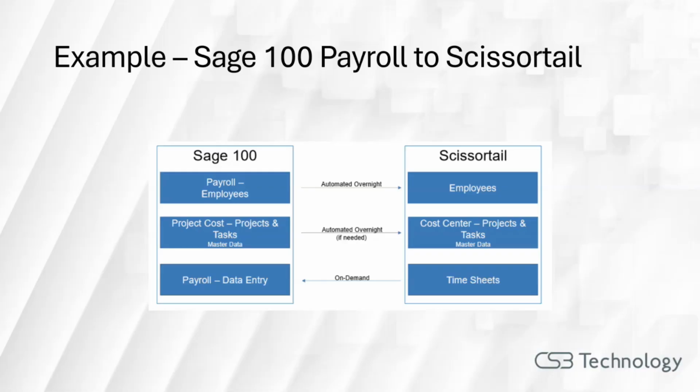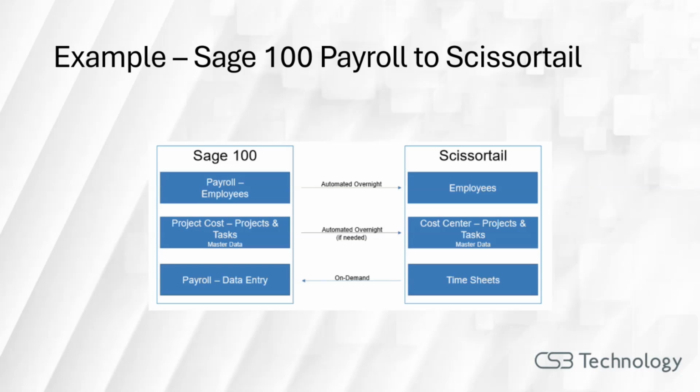Here's an example of transferring the key payroll functions from Sage 100 Payroll to the Scissortail TLM or HR system. Employee management and entry happens in Sage 100, and then overnight, any employee adds, changes, or deletes, I should say terminations, are updated in Scissortail employees. Additionally, if you have any Sage 100 projects or tasks that have been added, changed, or deleted, you can have those automatically transferred to Scissortail's cost centers. This allows for use in time collection.